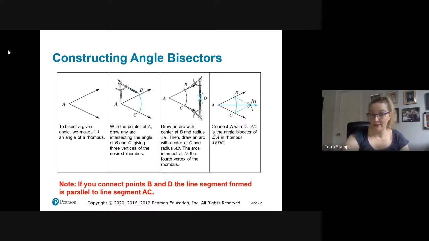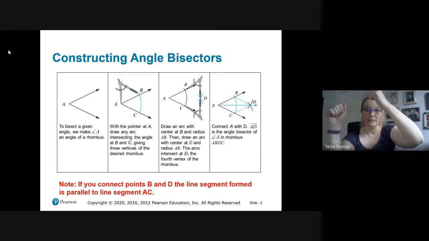First of all, you'll be given an angle. You're going to open up the compass. You're going to make an arc, and that arc needs to intersect both of those rays, keeping the compass the same width. Okay, don't change your compass. Put it on the intersection of where those arcs intersect those two rays.